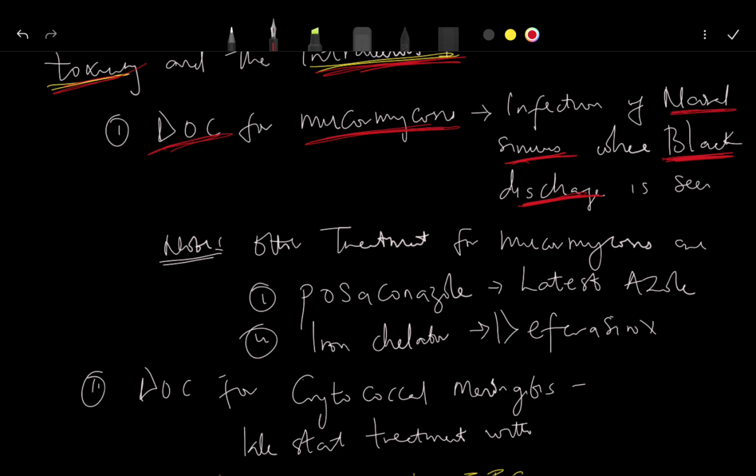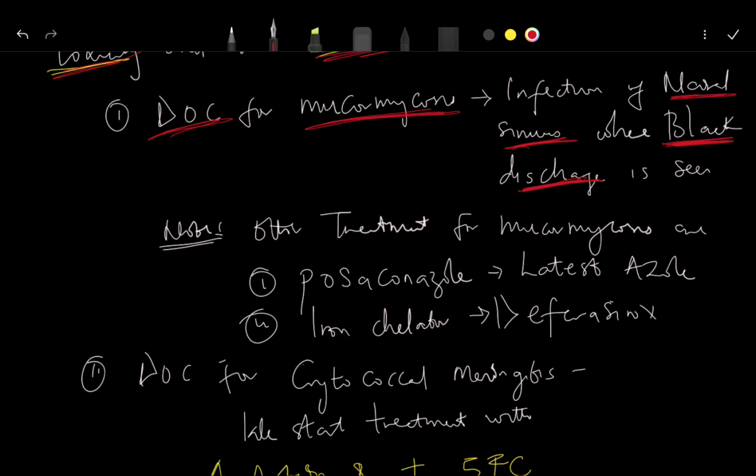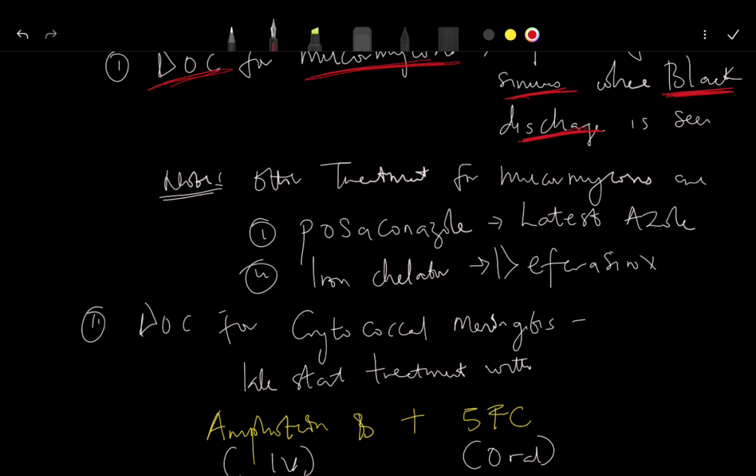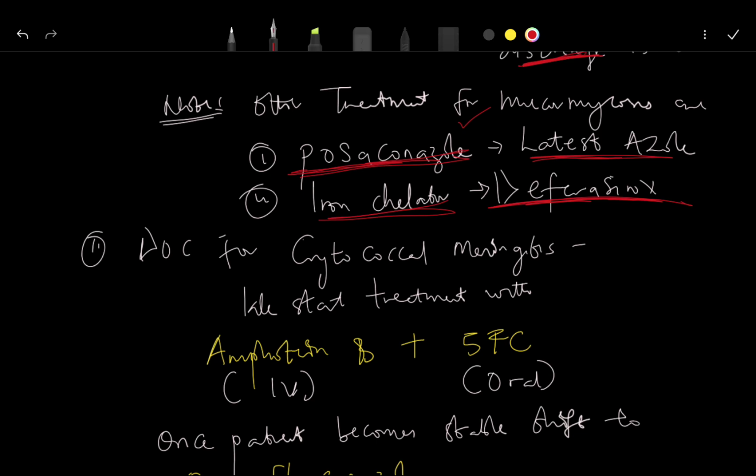So apart from using amphotericin B for the treatment of mucormycosis, there is a particular azole, one of the latest azoles, that is called posaconazole. Posaconazole can be used to treat mucormycosis also, and you can also give deferasirox. This is an iron chelator. Okay, it can also be used. But take note that normally azoles don't treat mucor, but this new one, posaconazole, can treat what? Mucor.